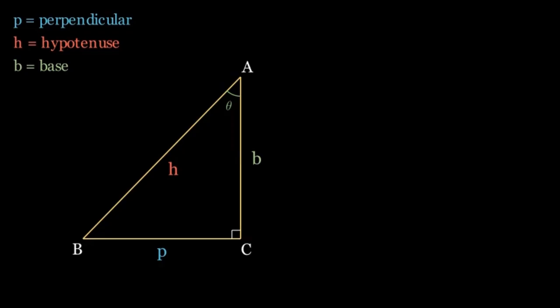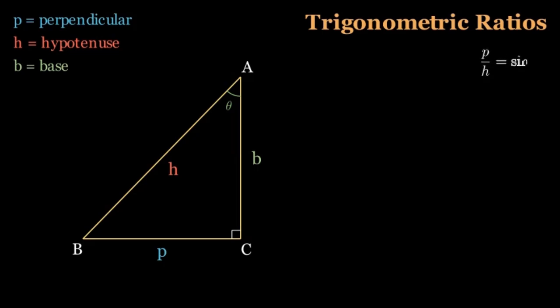Once you fix an angle, you get your perpendicular, base, and hypotenuse. From there we simply take ratios. Perpendicular over hypotenuse is called sine. Base over hypotenuse is called cosine. Perpendicular over base is called tan.